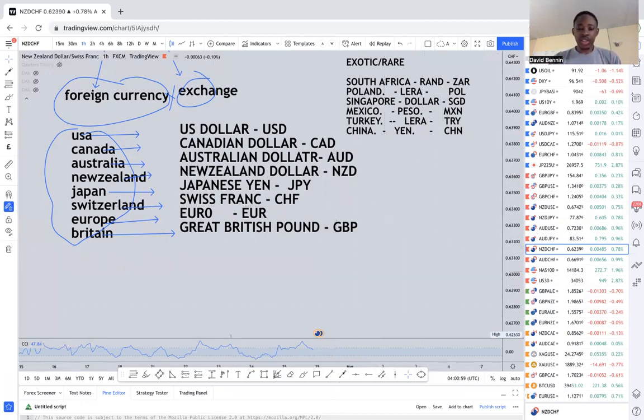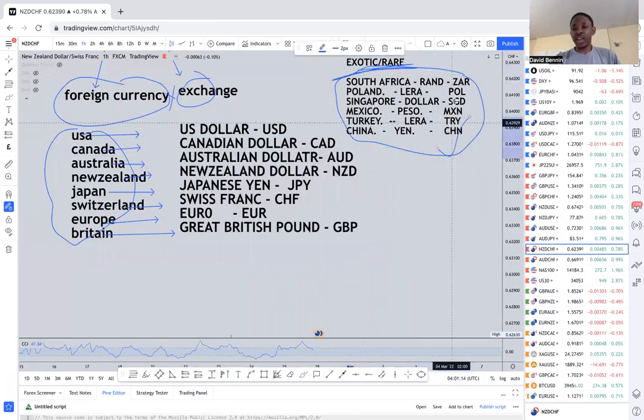The Ghana cedi and the Nigerian naira would qualify to be under this category, the rare currencies, but we are talking about the ones that are actually available for you to trade. These are also rare currencies, but they are available on the market for you to trade. The Ghana cedi and the naira are also rare or exotic currencies, but they are not available on the market for you to trade.